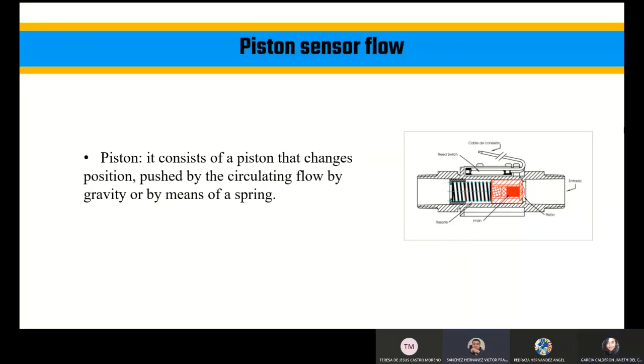The piston flow sensor is the most common of the flow sensors. This type of flow sensor is recommended when it's required to detect flow rates between 0.5 LPM and 20 LPM. It consists of a piston that changes position, pushed by the circulating flow. The piston can return to its initial position by gravity or by means of a spring.